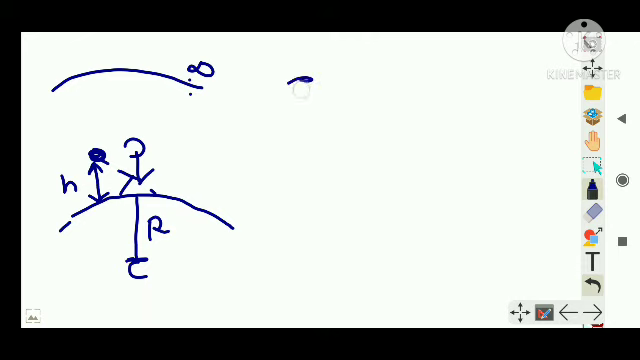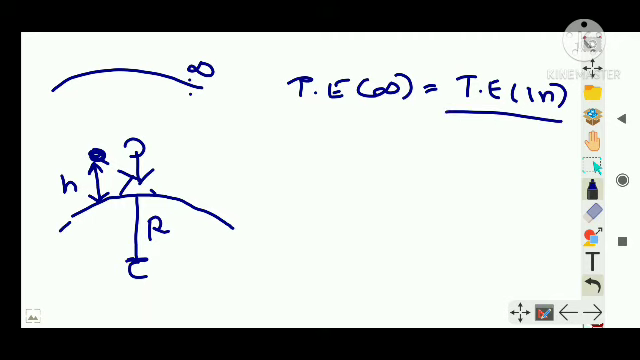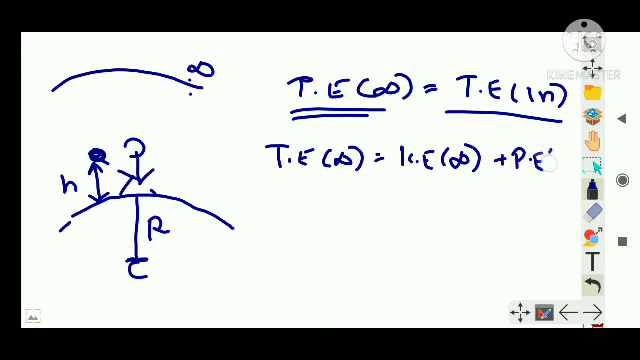Okay, so total energy at infinity should be equal to total energy at initial, right? First, let us talk about total energy at infinity. Total energy at infinity will be equal to kinetic energy at infinity plus potential energy at infinity. Kinetic energy at infinity I can write as half m Vf square, where Vf is the final velocity achieved, and potential energy at infinity will be minus GMm by r.